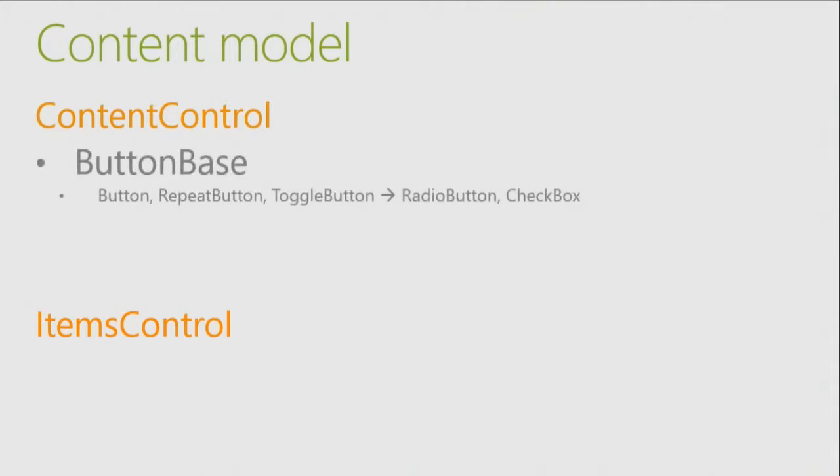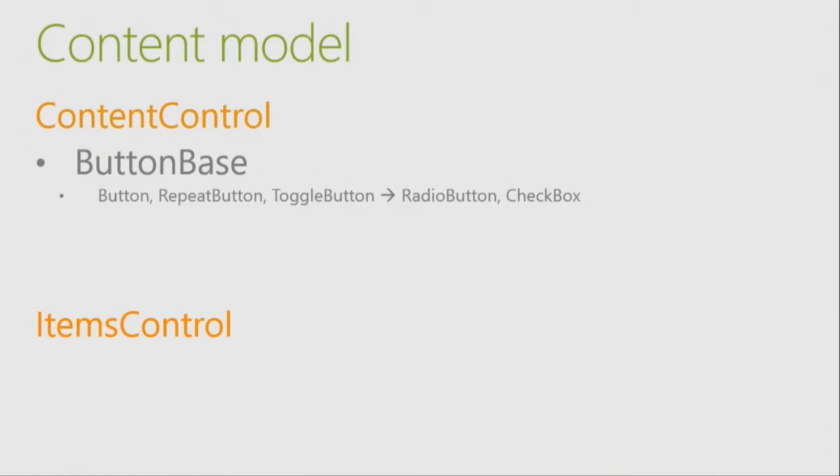A lot of controls derive directly or indirectly from content control, notably button base, which I mention here because it's a very important one. Button, repeat button, and toggle button are all button base, except that they react slightly differently. And radio button and checkbox are toggle buttons, which in turn is a button base, which in turn is a content control. Why do I underline this?